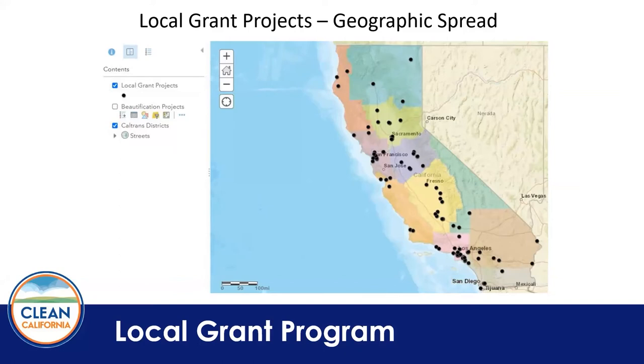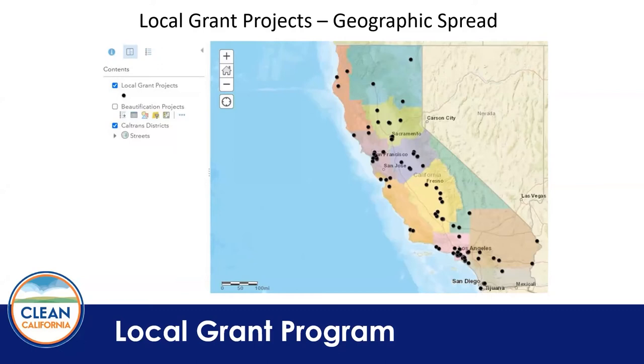We also looked for projects that were going to live beyond that June 30th, 2024 deadline. So we asked applicants to tell us the anticipated life of the project improvement, and then how they would fund that project improvement. How would they maintain it to ensure that it lived beyond June 30th, 2024. And so if there were projects that had little or no maintenance plan, those would have been less competitive.